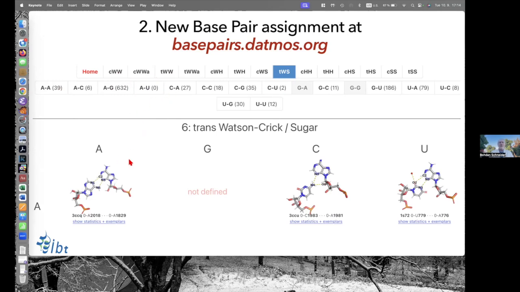Okay, and then by clicking at the icons, you get the list of all these pairs. Say for AA, you get these 39 cases, and you can look at all these things in detail.